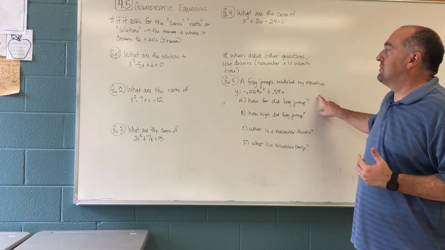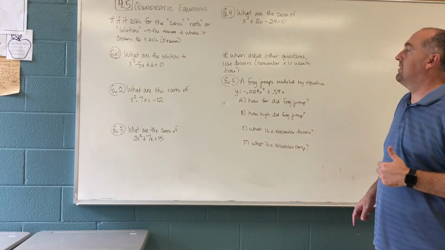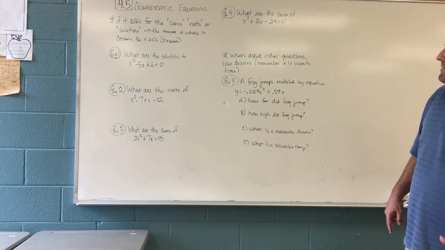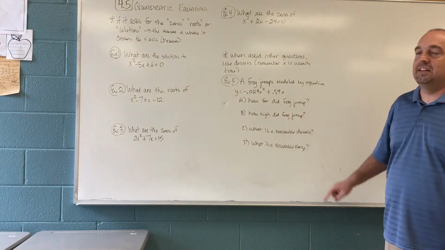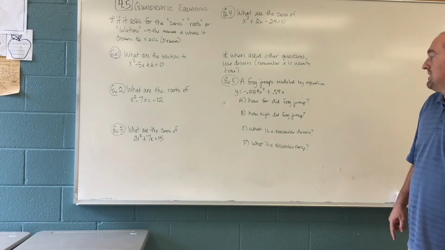All right, so this question, for example 5, it says a frog jumps modeled by the equation y equals negative 0.029x squared plus 0.59x. We have 4 questions. How far did the frog jump? How high did the frog jump? What is a reasonable domain? And what is a reasonable range?